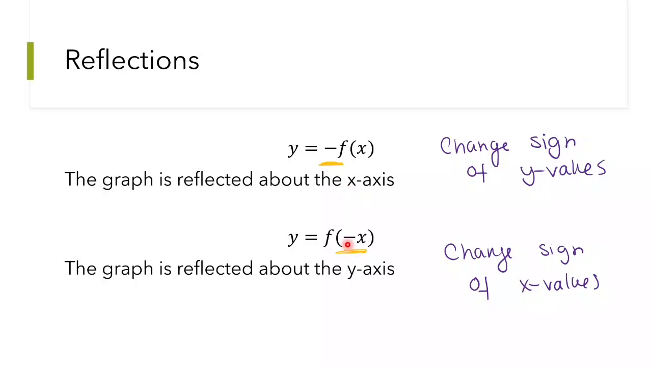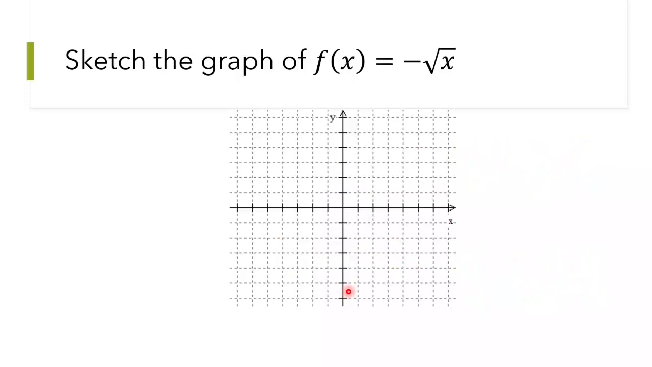If the negative is inside the function or inside the parentheses, input transformation, I'm going to change the sign of my x values. If we change the sign of the x values, that's going to take our graph and flip it or reflect it over the y-axis.